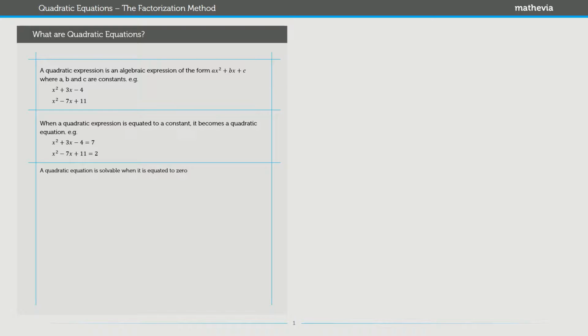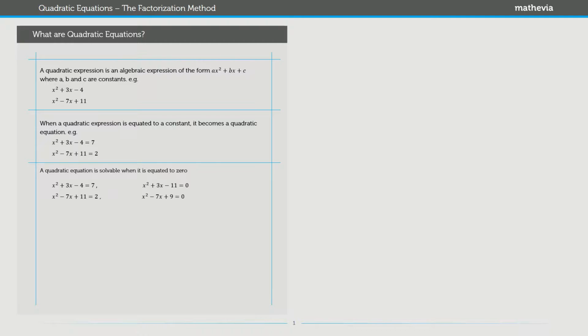For a quadratic equation to be solvable, it must be equated to 0. So anytime you're given a quadratic equation that isn't equated to 0, you basically move the constant from the right to the left. In this case you have x squared plus 3x minus 4 equals 7. If I move that 7 over to the left, it becomes minus 7, and in the end I have x squared plus 3x minus 11 equals 0. Now that it is equated to 0, it becomes solvable. Now I can solve this quadratic equation.